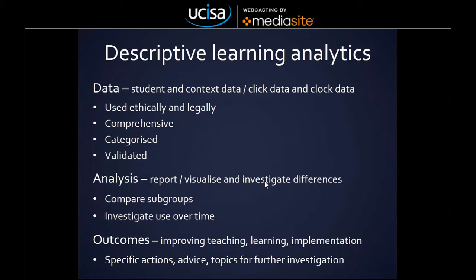So those are all the points that we learned from our analysis. Some of these we would suggest would be useful to feed into a production level system, how data should be used, how the analysis should be undertaken, and then the whole point of it is to get to the actionable insights, to get to the outcomes of improving teaching and learning, how we implement the system, and so on. Looking at specific actions, advice we can give to people, and areas where we can explore further. So that's that.